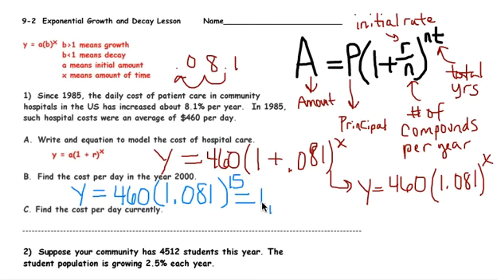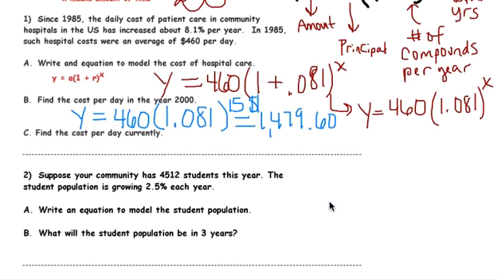1,479.59. Okay, 1,479.59 something, right? Well, since we're talking about money, we only need two numbers after the decimal point. It was 59 what? 6. So instead of 59 cents, because of the 6, it's going to round up to 60 cents. And then put your little dollar sign there. So that's the answer for part B. That's per day.